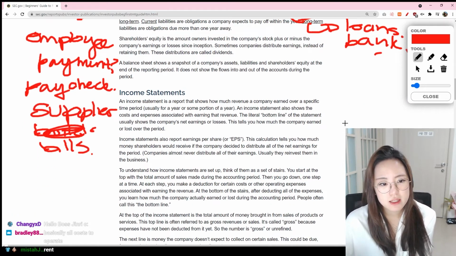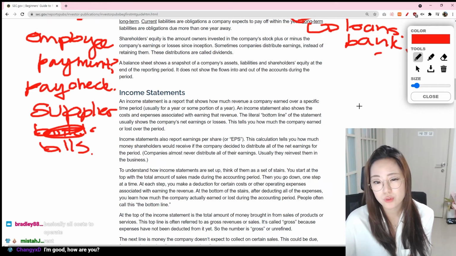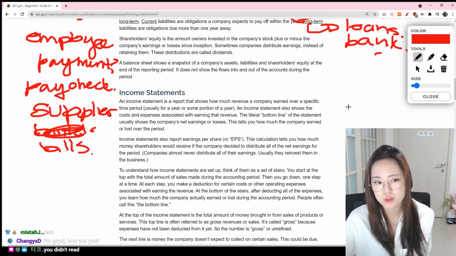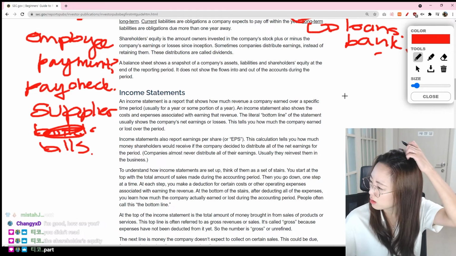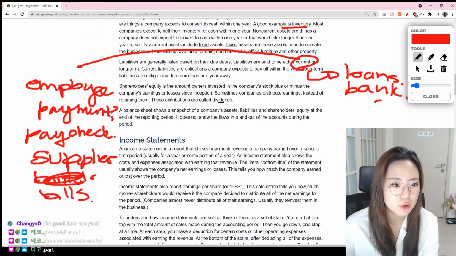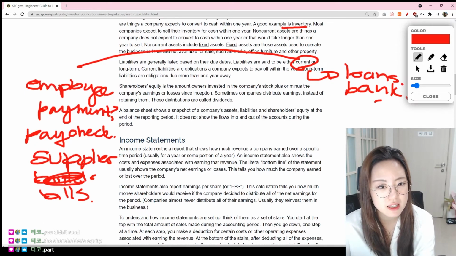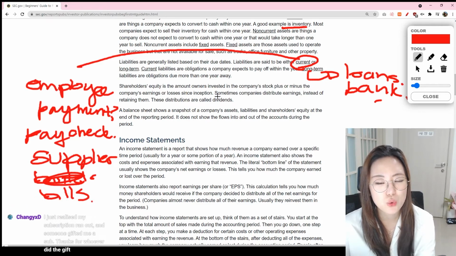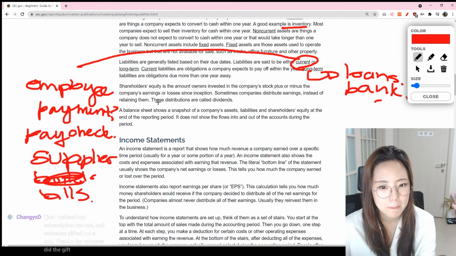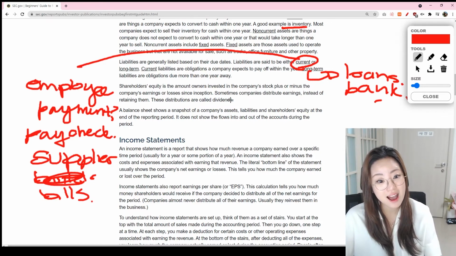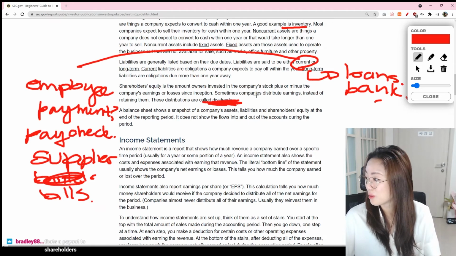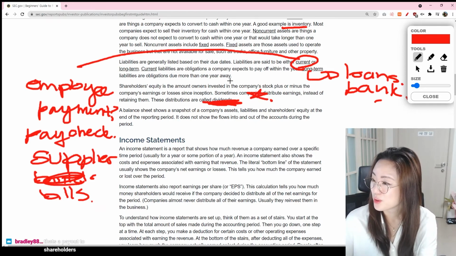So an income statement is a report that shows how much revenue a company earned over a specific time period, usually for a year or some portion of the year. That would be quarterly? Oh, did I not read that one? Oh, I thought I did. Okay, thank you. Shareholders' equity is the amount owners invested in the company's stock, plus or minus the company's earnings or losses since inception. So whatever is left is shareholder equity, basically. Sometimes companies distribute earnings instead of retaining them. Some word that I heard of before.